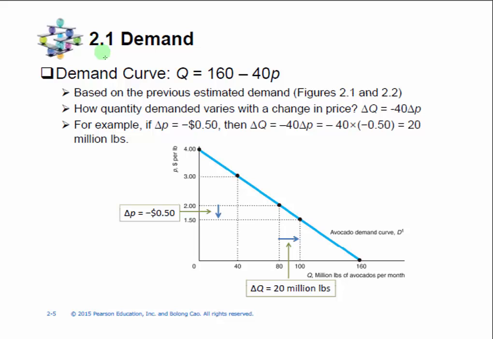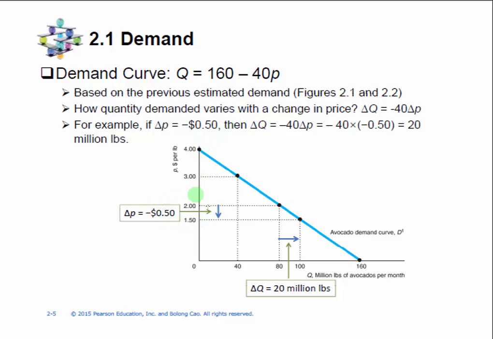Okay, let's look at a linear demand function. This is fairly important for our future lectures. Okay, so we have an intercept. Intercept is actually on the horizontal axis for this demand function because we put quantity on the horizontal axis. So the intercept is 160 on the horizontal axis, and the slope is minus 40. Slope is the coefficient on the price.